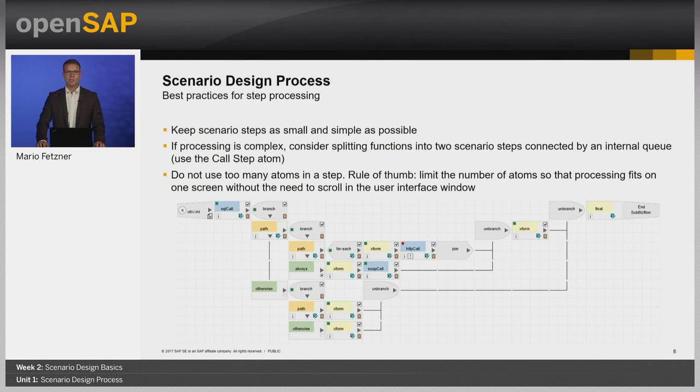In theory, there is no limit to the number of atoms you can add to a step. You can add atoms to do branching and conditional processing. A rule of thumb is to try to keep the step as small and simple as possible. If the processing is complex and involves multiple embedded branches, consider splitting the step into two separate steps. A call step atom is provided, which allows you to call another step. The two steps are connected by an internal queue. Another rule of thumb is to limit the number of atoms so that they will fit within the BizFlow Designer window, without the need to scroll in this window.